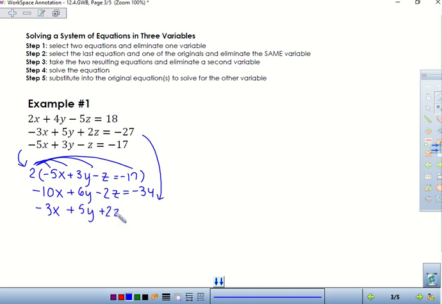Like so. And then what you're going to notice is I'm now going to be able to add these together, and when I do so, we're going to cancel out one of those variables, okay?